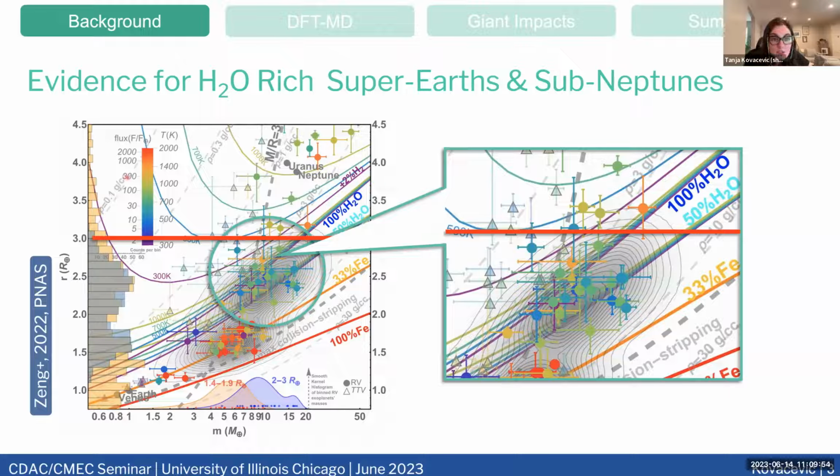But in this paper, Zhang ran growth models and conducted Monte Carlo simulations. So in 2022, they provided evidence that these intermediate sized planets, here, are going to be water worlds.